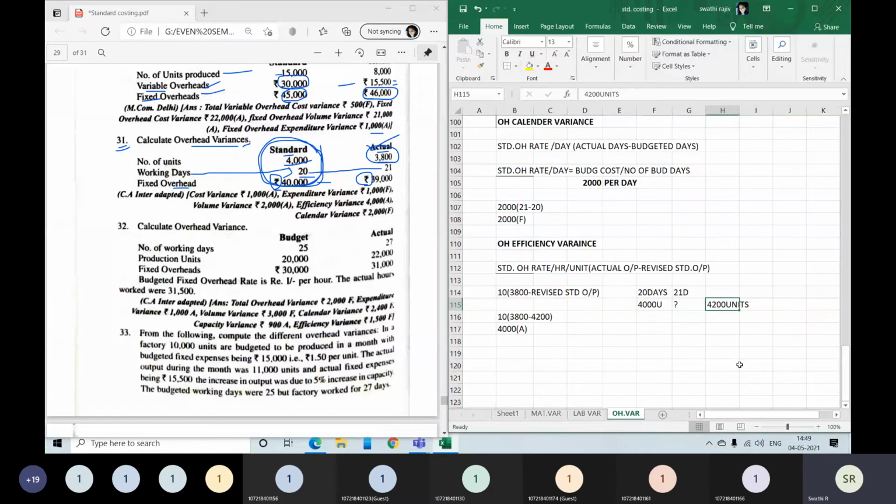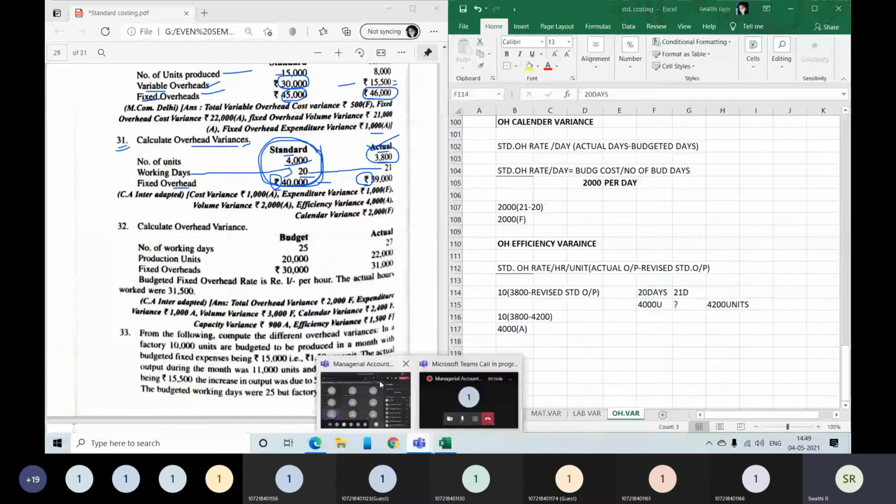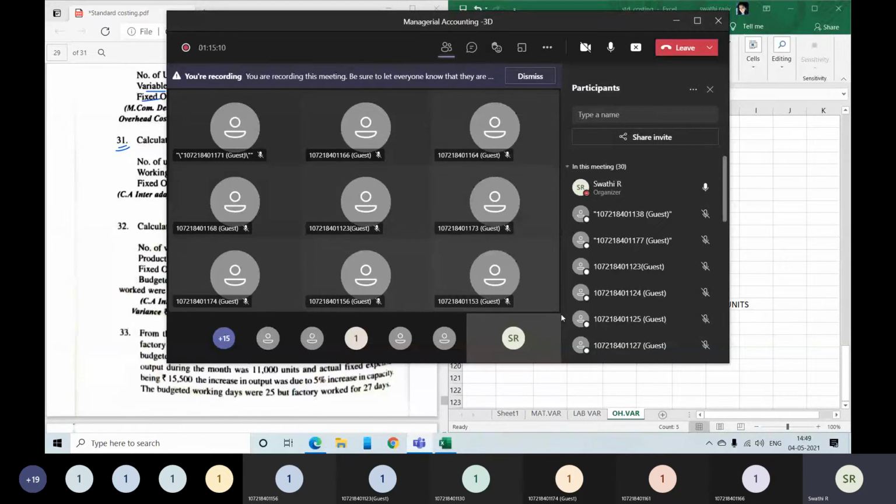Overhead efficiency variance. Did you understand this? What we did, and why we did it? Okay, fine. I'll take attendance and call it a day. I think this would be your last class then.